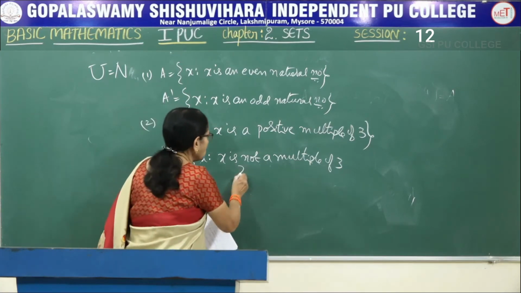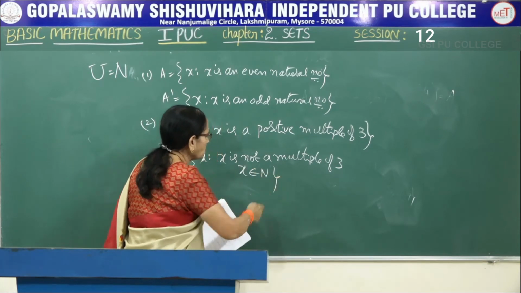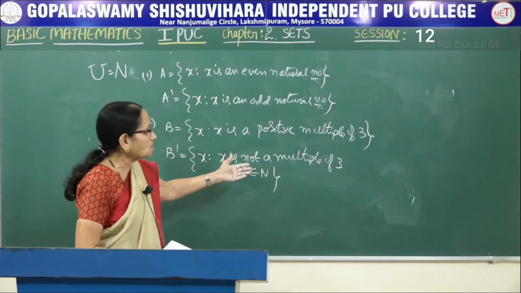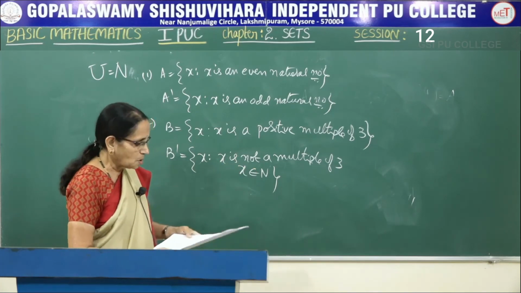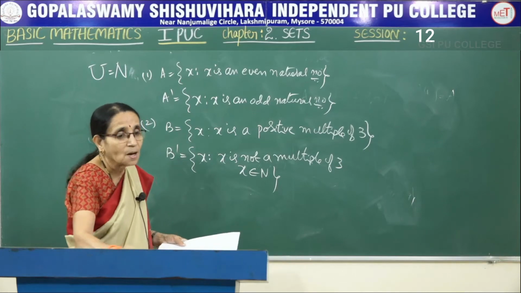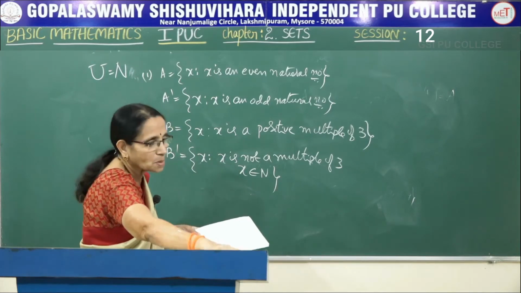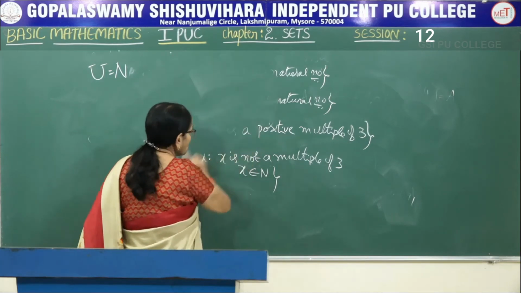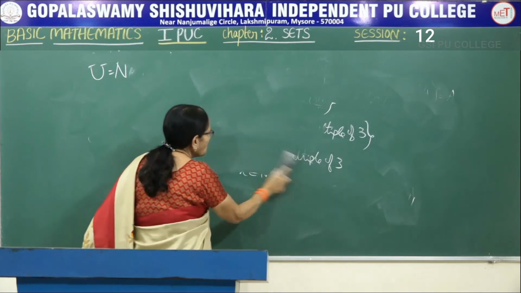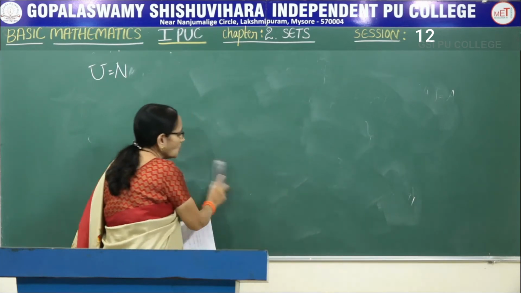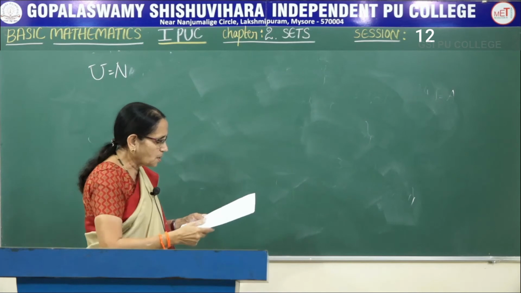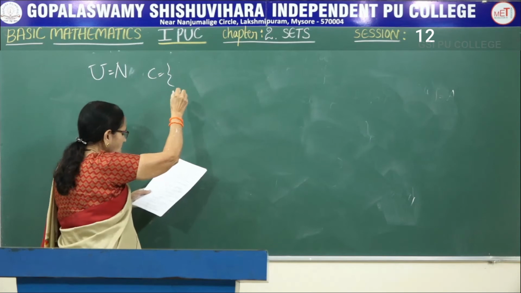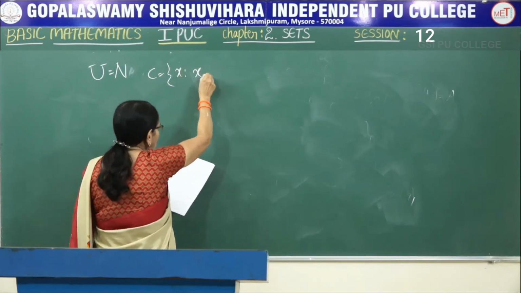Of course, you can write here x belongs to N, because the universal set is N only. So, you have to write x is not a multiple of 3 and x belongs to N here. That is the set of the natural numbers. Now, like this, when it is given in the set builder form, better you express that in the set builder form only.